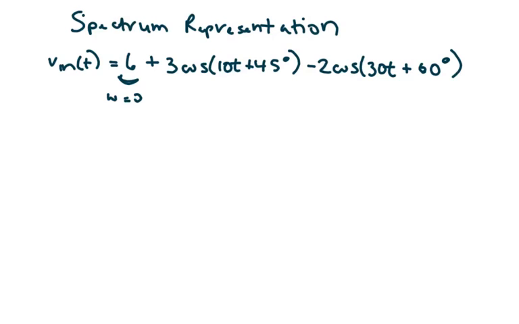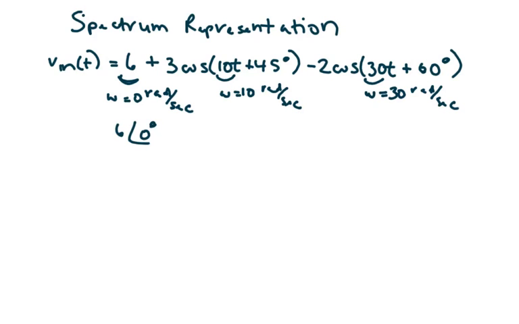So omega is 0 radians per second. This one here would be omega is 10 radians per second. And this one would be omega is 30 radians per second. Okay, now each of these signals has a magnitude and a phase. So recall when we're looking at phasors, right, we can represent the DC component as 6 at 0 degrees. The next component is 3 at 45 degrees. And the next component is negative 2 at 60 degrees.